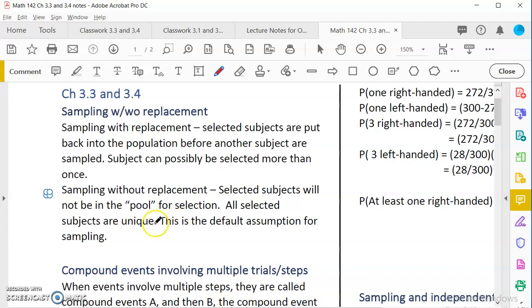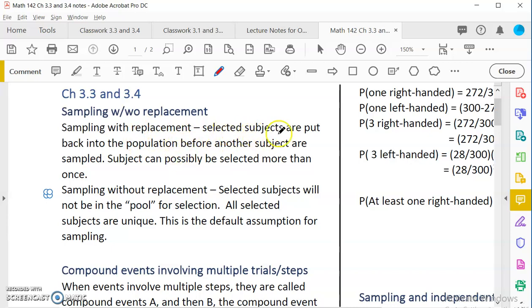This is the default assumption for sampling, because say for example you want to do a survey, you don't want to interview the same person twice, right? There's no use to do that. Or when you want to measure something from your subjects, the subjects are selected, so they're all unique, they're all different. So sampling without replacement is kind of the default, unless they say sampling with replacement, which is putting it back so that you can select it again and again.